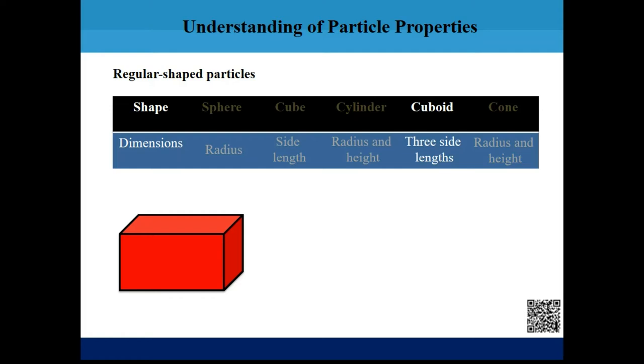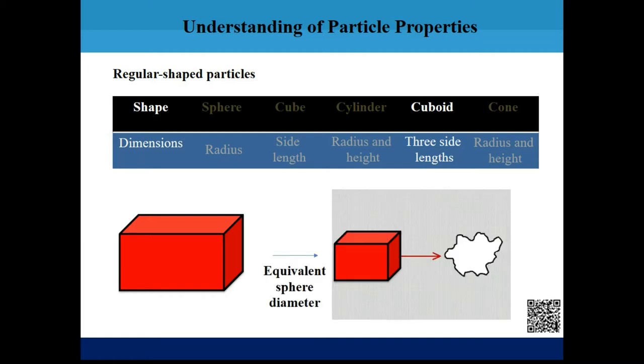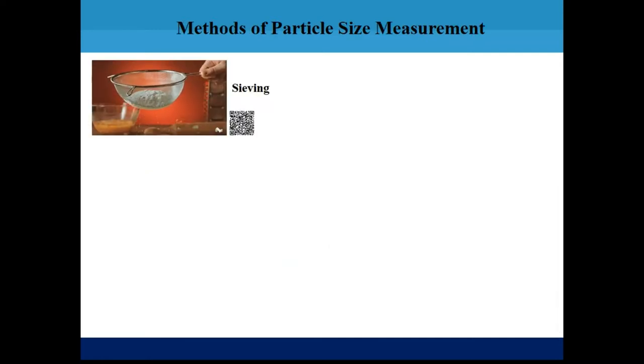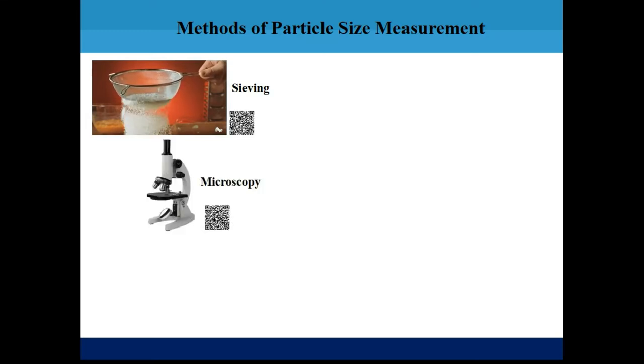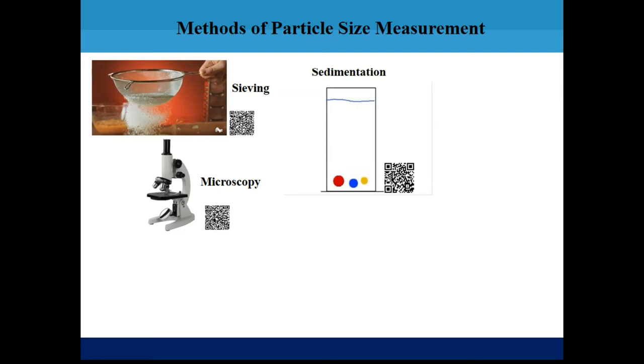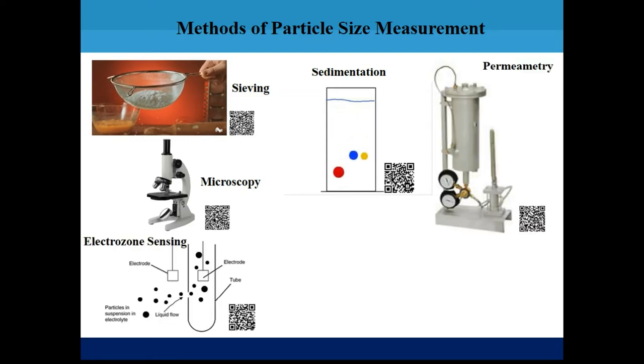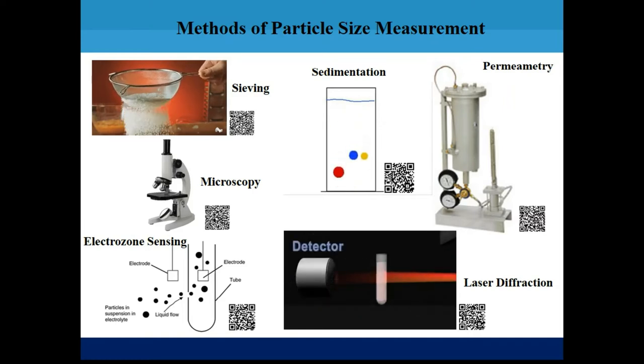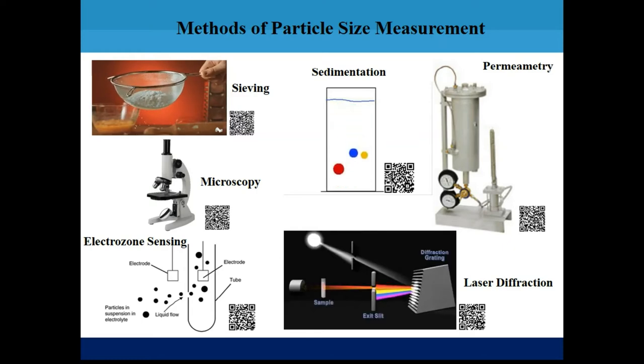The equivalent surface sphere diameter, equivalent volume sphere diameter, and equivalent surface volume sphere diameter of the cuboid-shaped particles can be determined from comparison with a spherical particle. One of the common examples in particle size estimation is through a sieve. Besides, microscopy, sedimentation, permeometry, electron sensing, and laser diffraction are a few other methods used in measuring particle size. Laser diffraction is one of the most commonly used methods in industry.